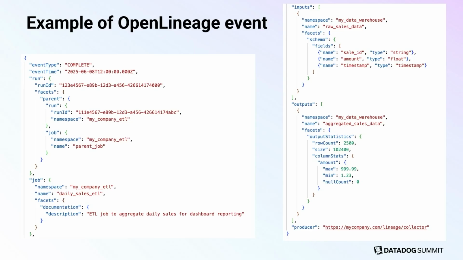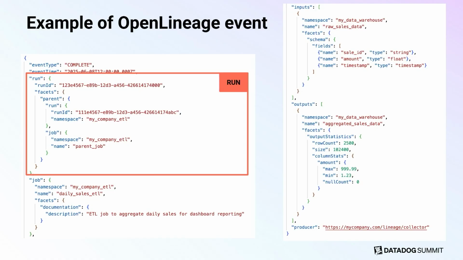And to give you a quick example of what that looks like, OpenLineage is defined as JSON events. We have JSON schema for the core spec as well as for each of the single facets. So if we zoom in, the first section here is the definition of a run, and you'll see in particular we have the parent run of what triggered this particular run.